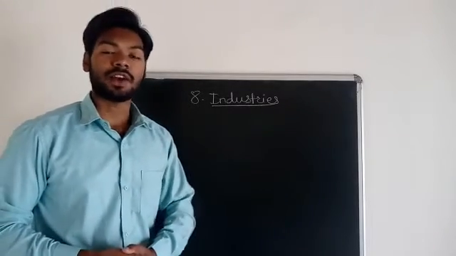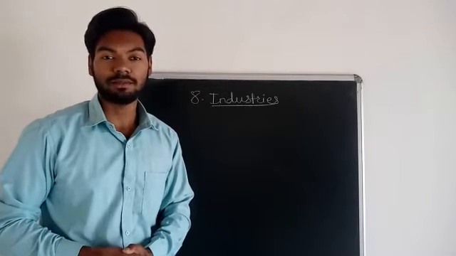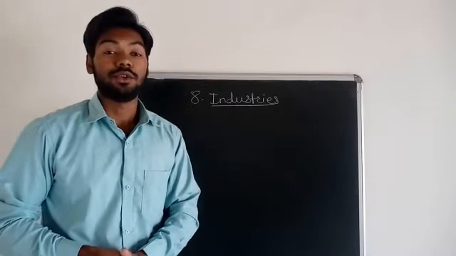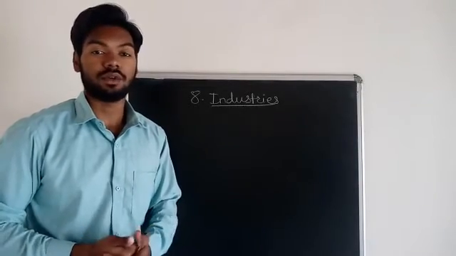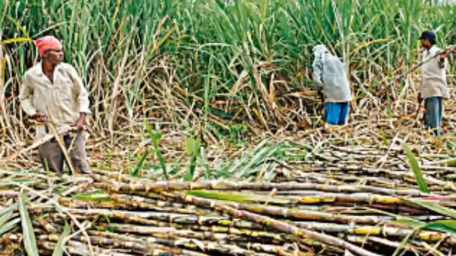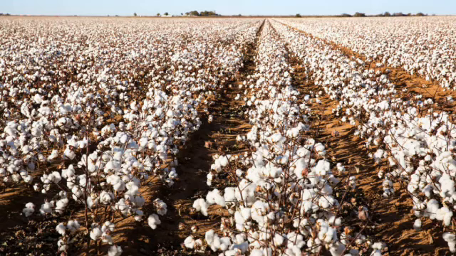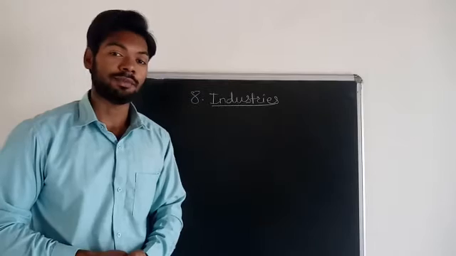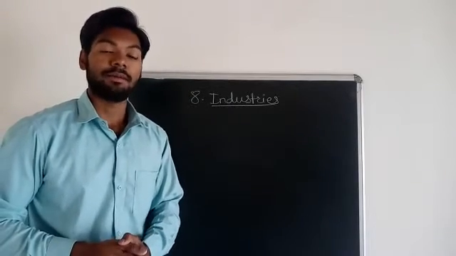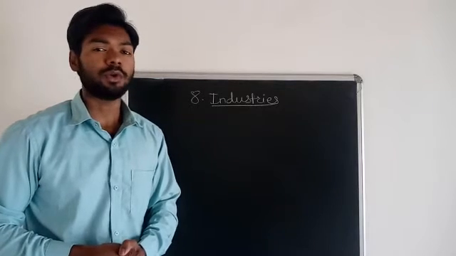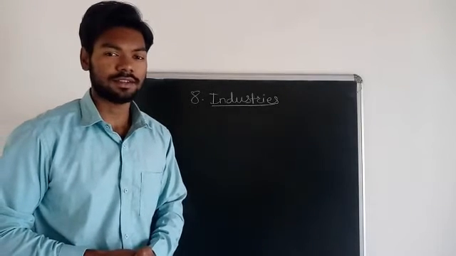Now, before starting this chapter, let me show you some images and you have to tell me what we can get out of these things. So here is the first image. You can see something in the field. Then here is the second image. In both of the previous images, you might have seen something that is grown in the agricultural field. But can you tell me what we make out of both of these things?